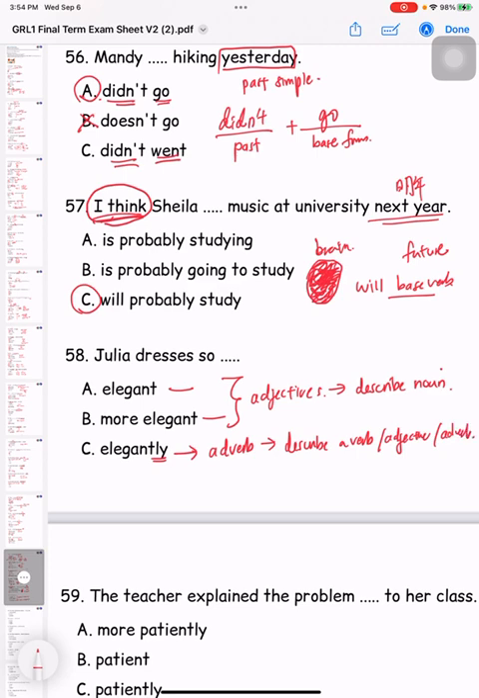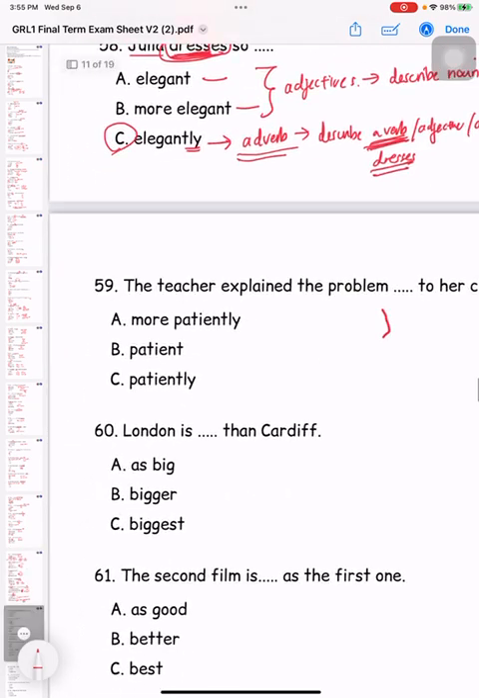So what are we describing here? Elegant means 很华丽. We are describing the way she dresses herself. Dresses means 她穿的, it is a verb here. 穿得怎么样? So should we choose adjective or adverb? Yes, we are describing a verb. Dresses here is a verb. So we should choose adverb. C is the answer.